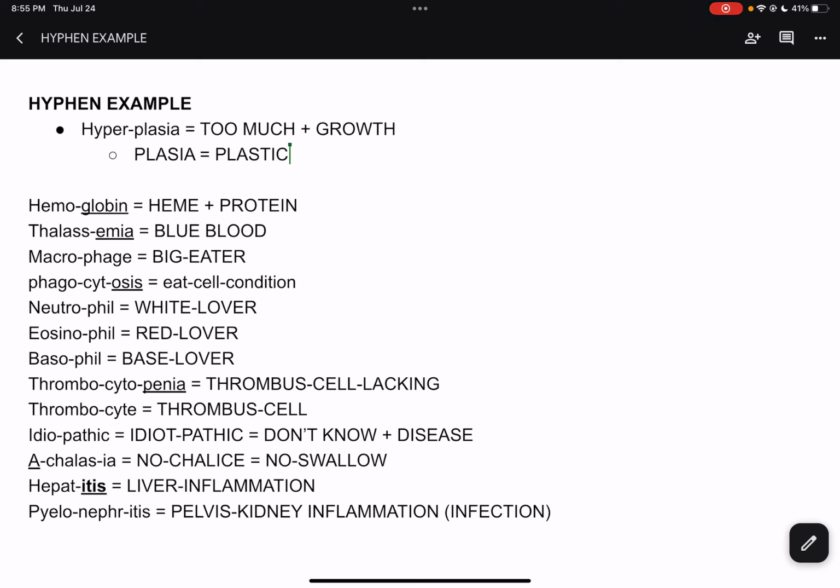I don't know if that makes sense. It's like a vibe, like plasticate. If you plasticate something, you're like forming it and stuff. You're kneading it. It has to do with the growth. It has to do with the shape. So yeah, plasia means growth.